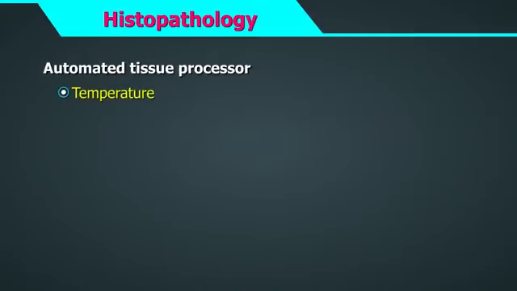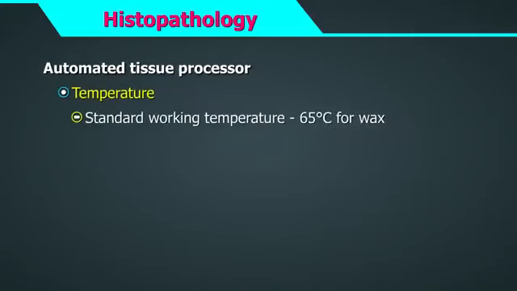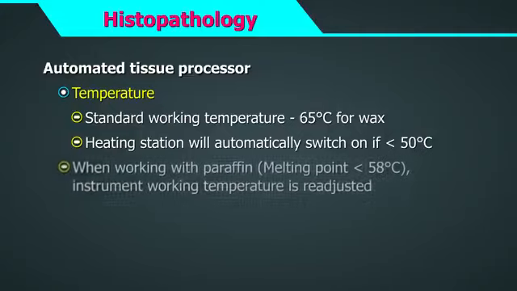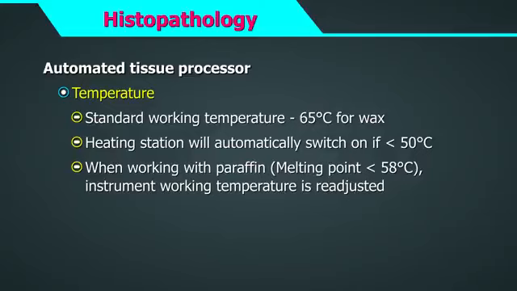Temperature. Factory set standard working temperature is generally 65 degrees centigrade. The paraffin station heating will automatically switch on when the actual temperature of the paraffin is 5 degrees centigrade below standard working temperature. When working with paraffin that has a melting point below 58 degrees centigrade, the instrument working temperature can be readjusted with the corresponding setting screw.